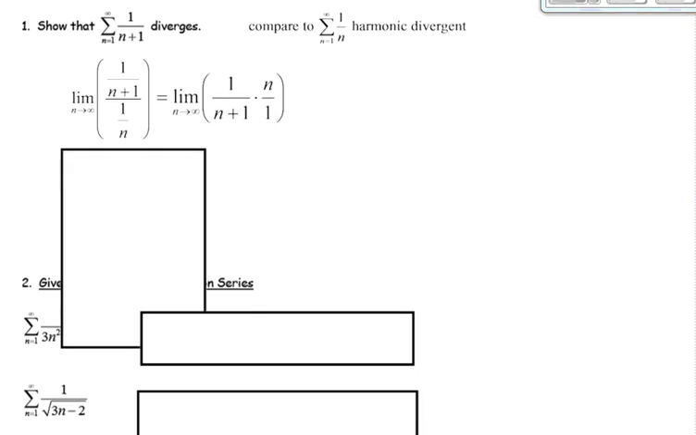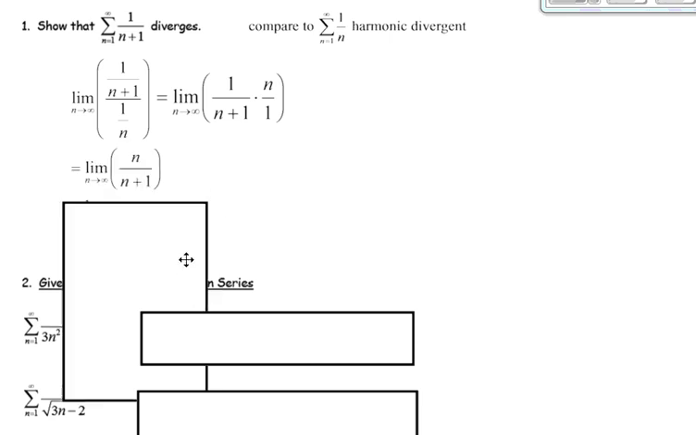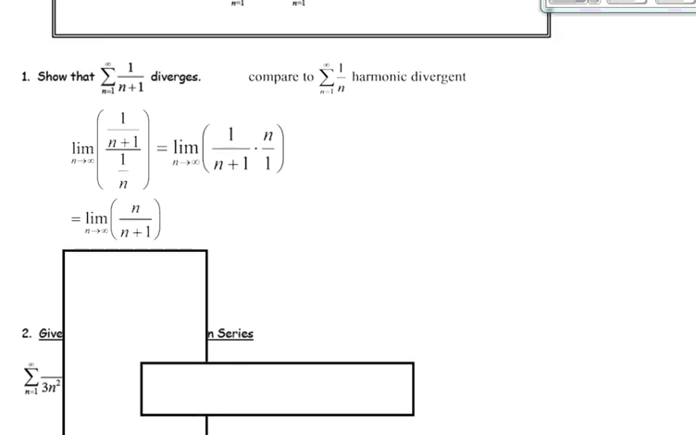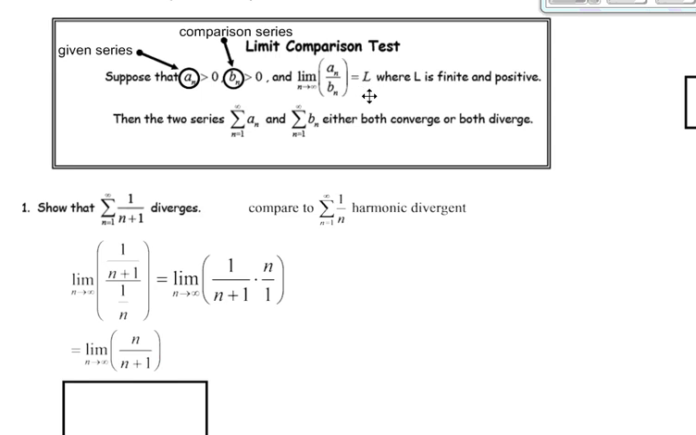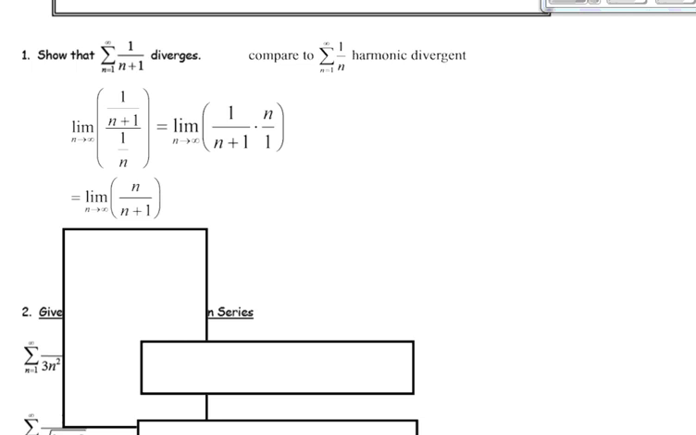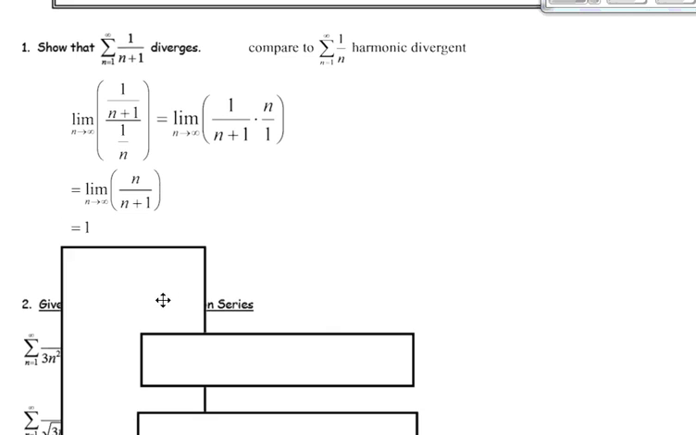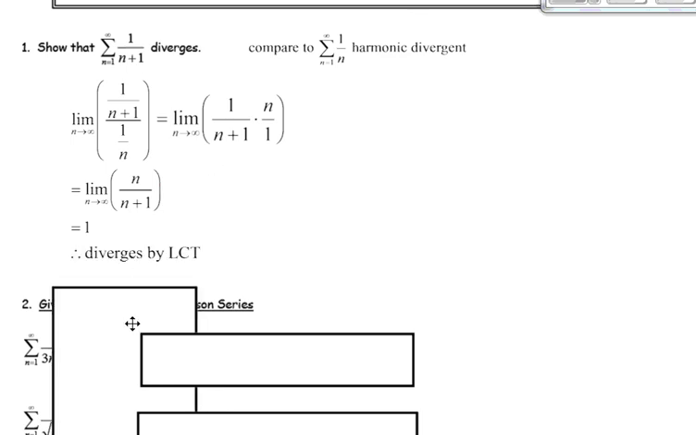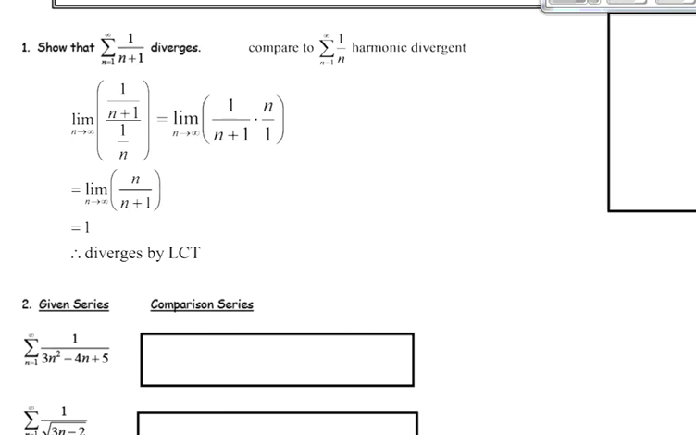When we simplify that, we get n over n plus 1. Then the limit as n approaches infinity: you don't have to do L'Hopital's rule since this is a rational function. You can just compare the degrees. So that equals 1. Now, remember, this is not the nth term test. This is the limit comparison test, which says that if the limit is finite and positive, then the two series are going to both do the same thing. Since this does equal 1, which is finite and positive, this series does whatever our comparison series does. Therefore, it diverges. And you want to state the test that it diverges by, which is the limit comparison test.